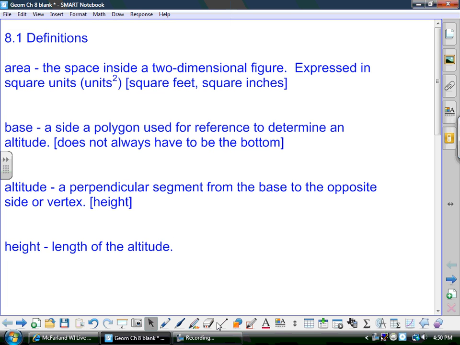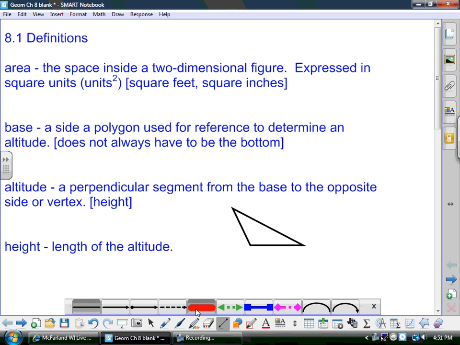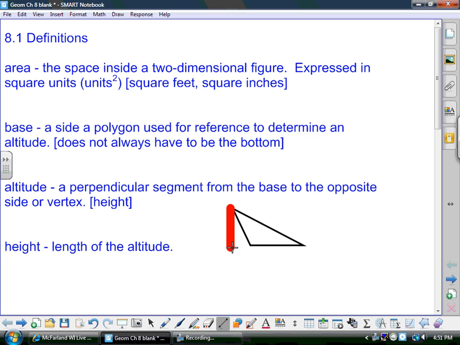So if we look at some shapes, in a triangle, the altitude would go from one side perpendicular to the other side. So that's an altitude for that triangle. It goes from one vertex and it's perpendicular to the base. The length of the altitude is called the height.